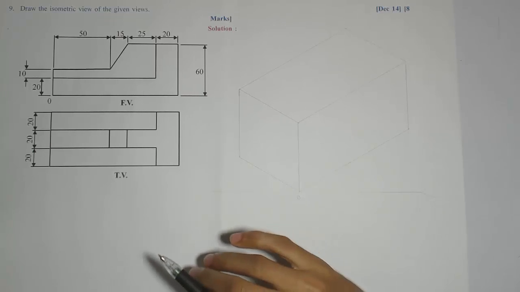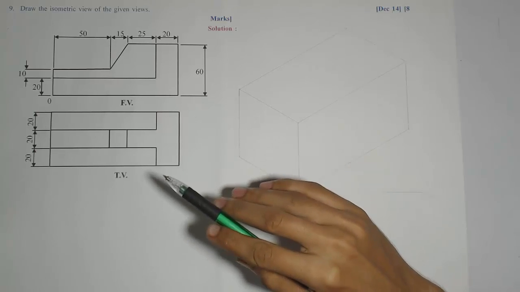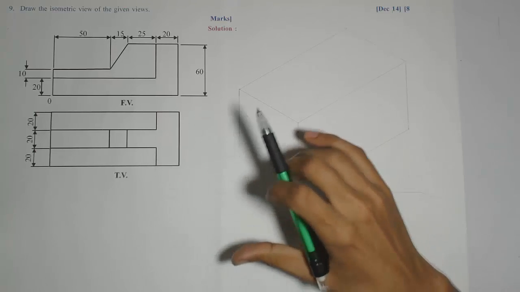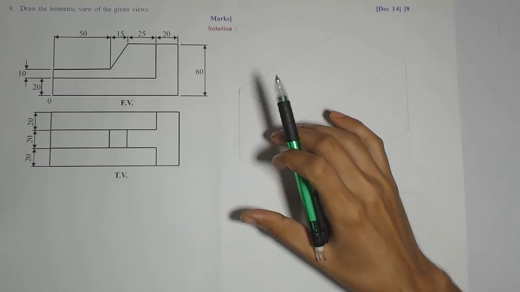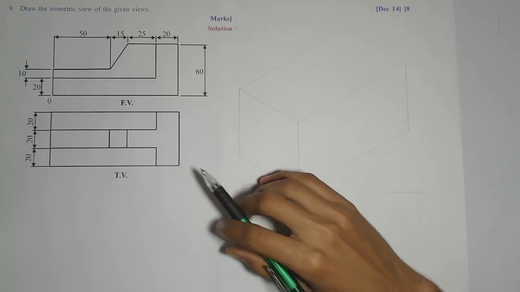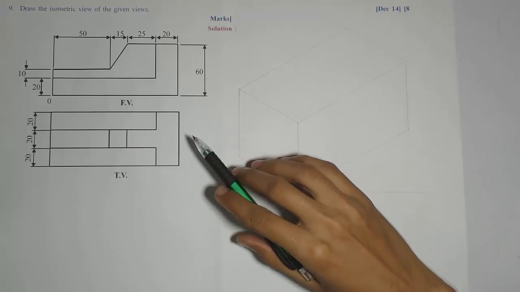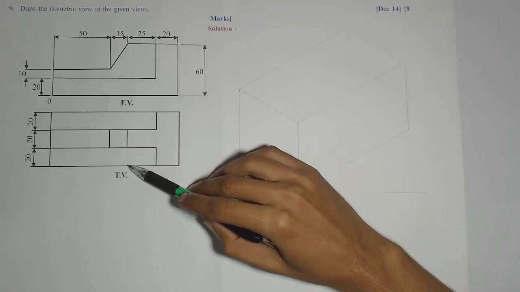Now we'll see the second type of isometric projection. In the first problem, we saw how to solve when front view and one of the side views is given, that is either right-hand side or left-hand side. In this particular problem, which was asked in December 14 for 8 marks, front view and top view is given.